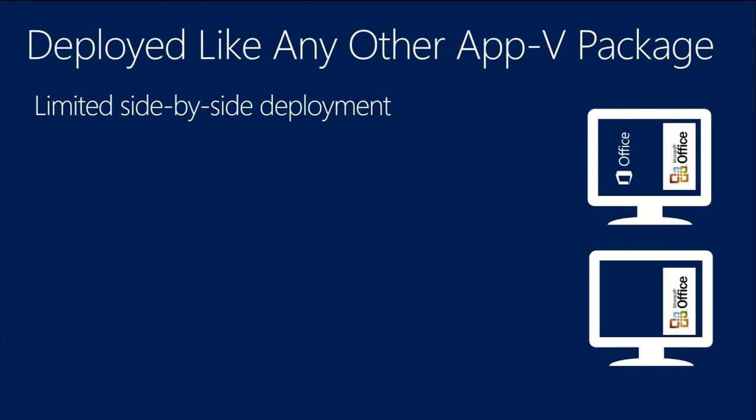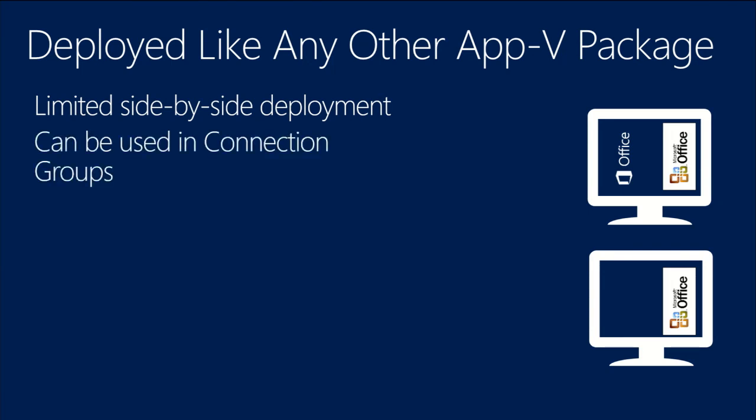When you sequence Office 2010, you have really two options. You can either do a fully integrated or an integrated version of the Office 2010 package. The other option is to do the isolated version. Remember, we give you the choice. You can't have a fully integrated Office 2010 and an integrated Office 2013 package together on the same client. It just doesn't work that way because remember, they're integrated with the operating system. So if you have an isolated Office 2010 package and an Office 2013 package, then you can use those together in your deployment. You can use them in connection groups.